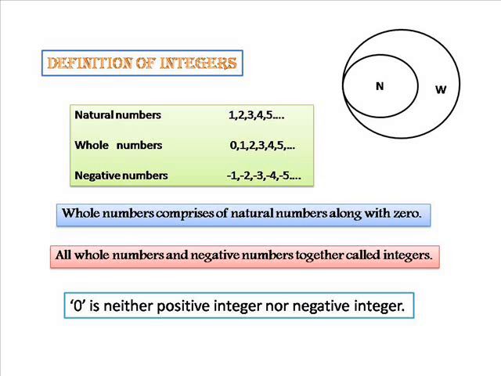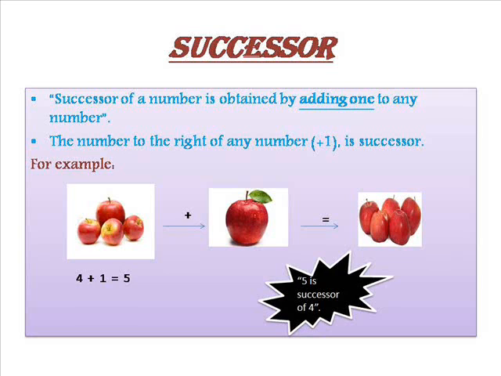Moving on to the next topic, successor of a number. Successor of a number can be obtained by adding 1 to any given number. That means adding 1 gives us the successor. Adding 2 or adding 3 doesn't give us the successor of a number. For example, I have taken 4 apples and added 1 apple to it. So I get 5 apples. Number 5 is the successor of number 4. Likewise, the number to the right of any number, the very next number, is the successor of that number.